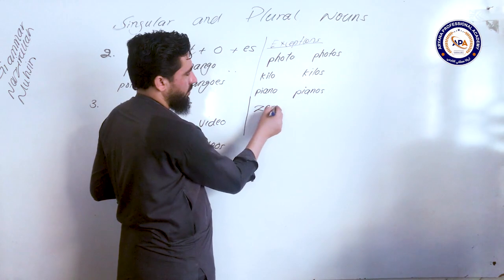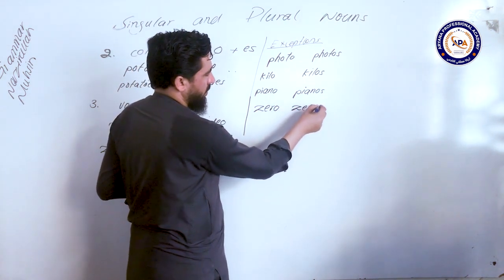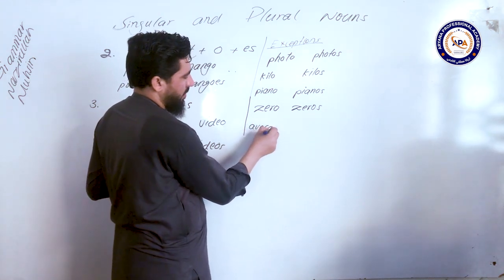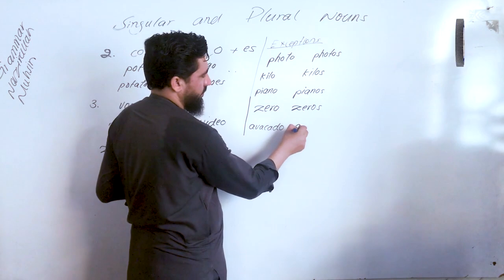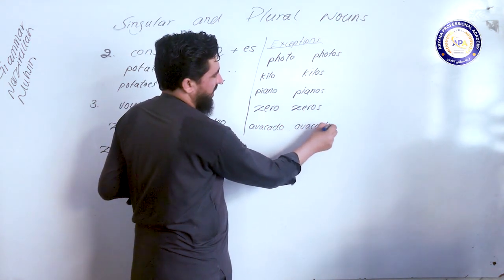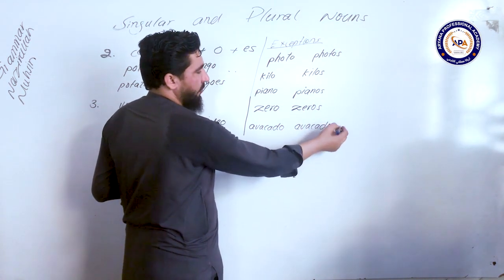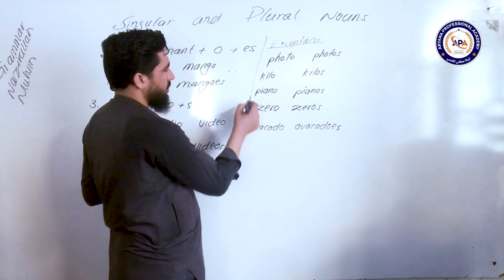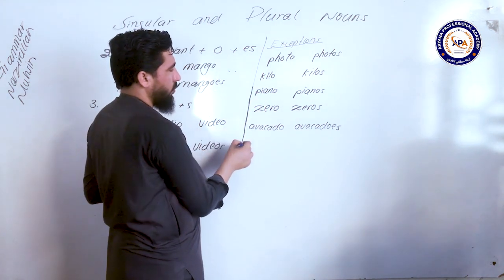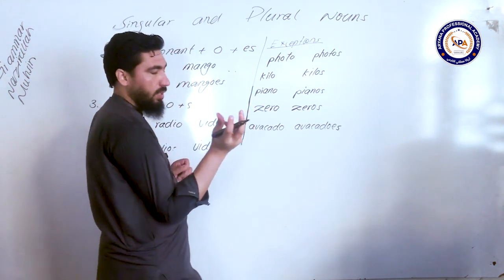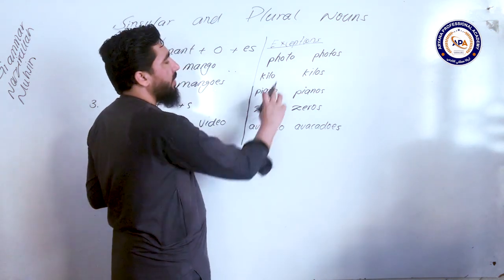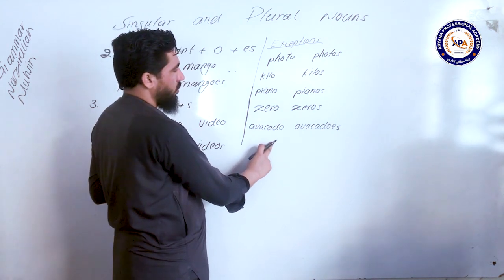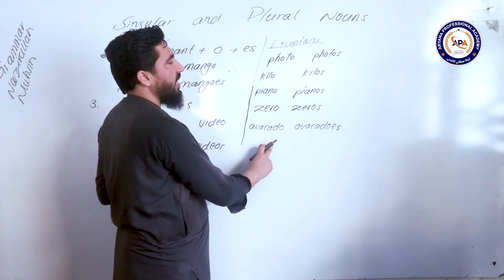Zero, zeros. Avocado, avocados. It is a kind of fruit. So remember these nouns: photo, kilo, piano, zero, and avocado.